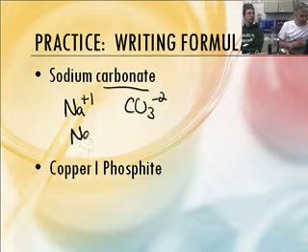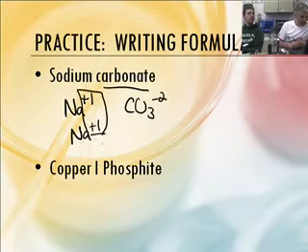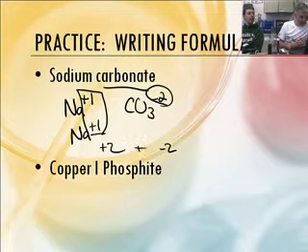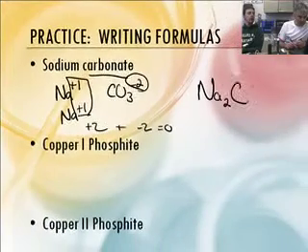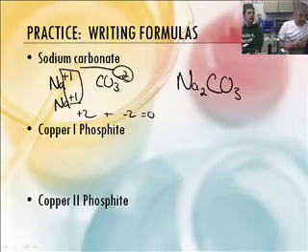To do that, I need 2 sodiums. So Na +1, 1 and 1 here, adds up to +2, and of course -2 by itself is -2. That adds up to 0, which is what we want. So it's Na2, there's 2 sodiums, and then the CO3. Notice the charges are gone.